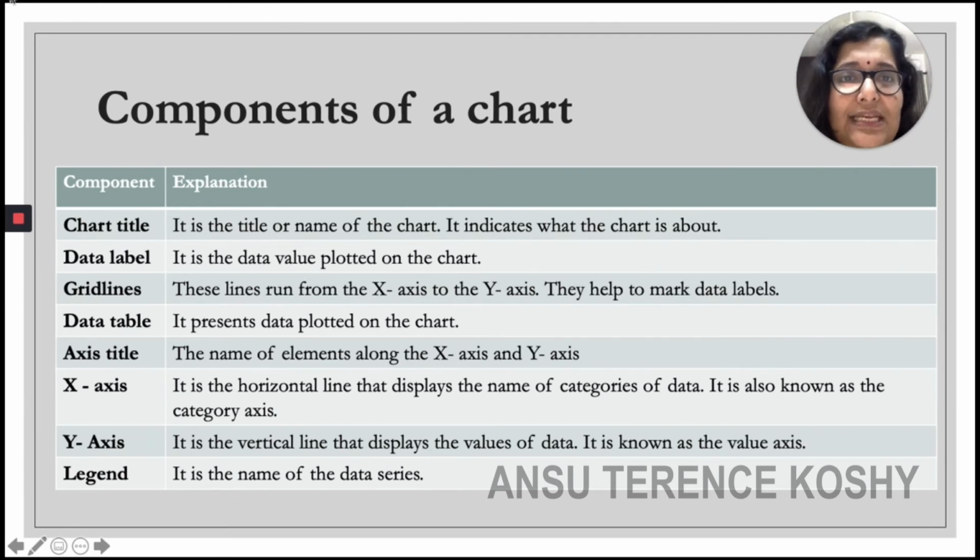Legend shows a series of data. One particular year is a series that is indicated by one set of colors, and the other one is represented by the other set of colors.